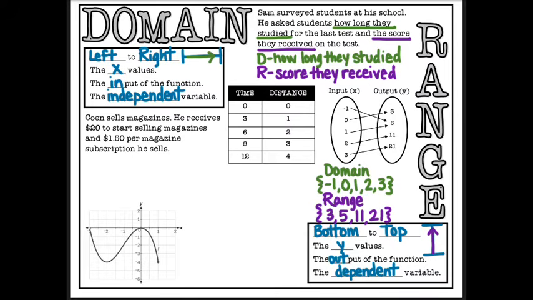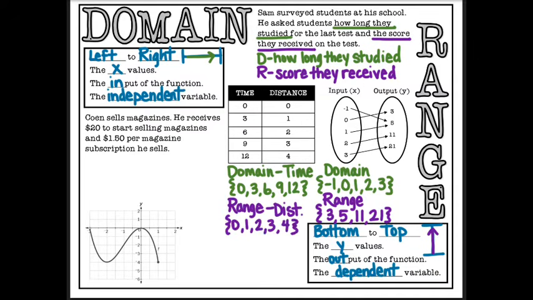So I'm going to list out the domain as the time. That would be the values 0, 3, 6, 9, and 12. And then the range would be the distance. So I would list out 0, 1, 2, 3, 4. Again, I listed my numbers from least to greatest in the braces.